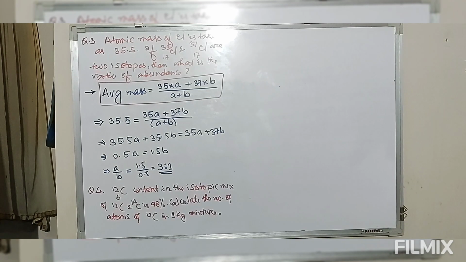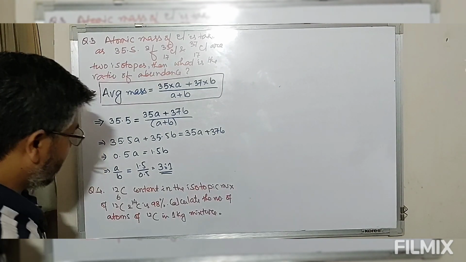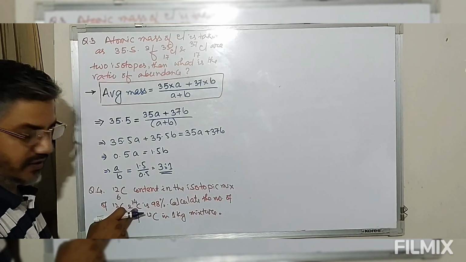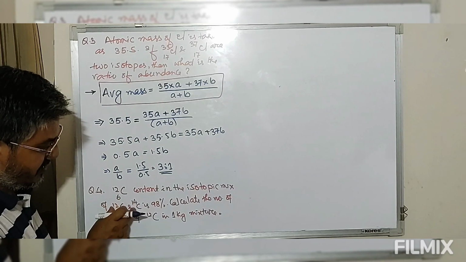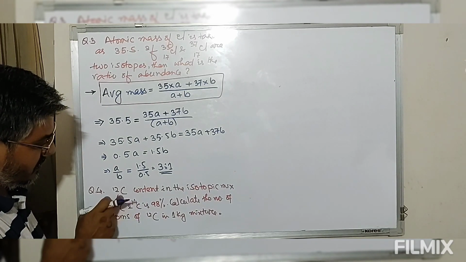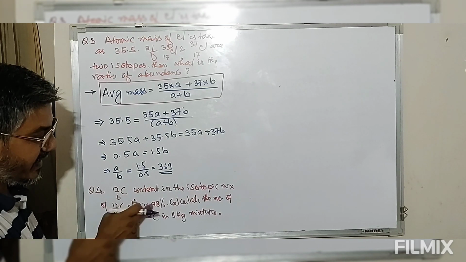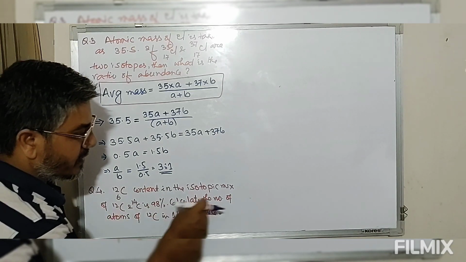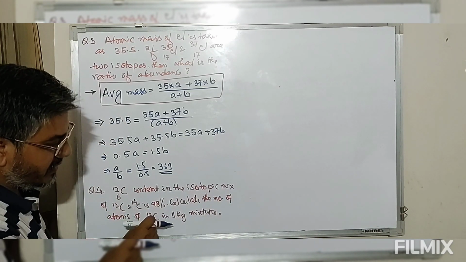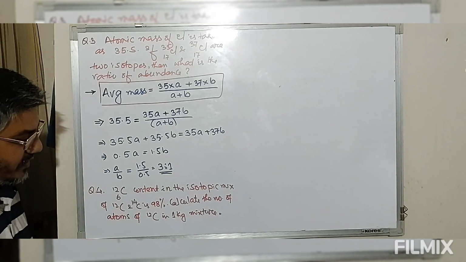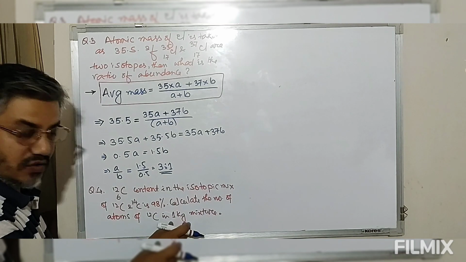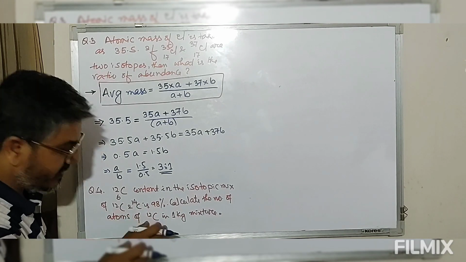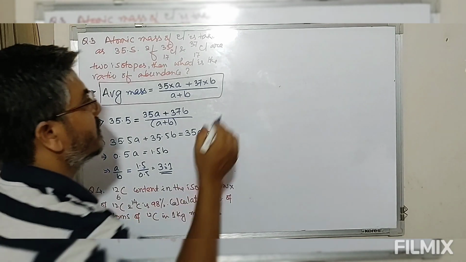Now in the next question, look at this. We have a mixture of two isotopes of carbon, carbon 12 and carbon 14. In this mixture of isotopes, the quantity of isotope 12 is 98%, the rest being 14. Then the question says, calculate the number of atoms of carbon 12 in 1 kilogram of mixture. So we have a mixture of 12 and 14 whose mass is 1 kilogram. In this, the content of 12 is 98%. So how many atoms of carbon 12 are present? Now look at this.